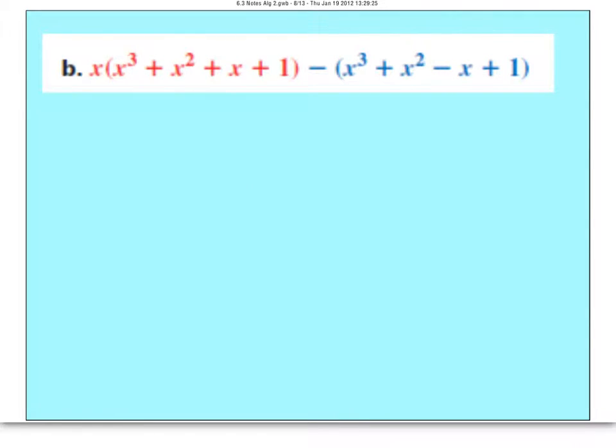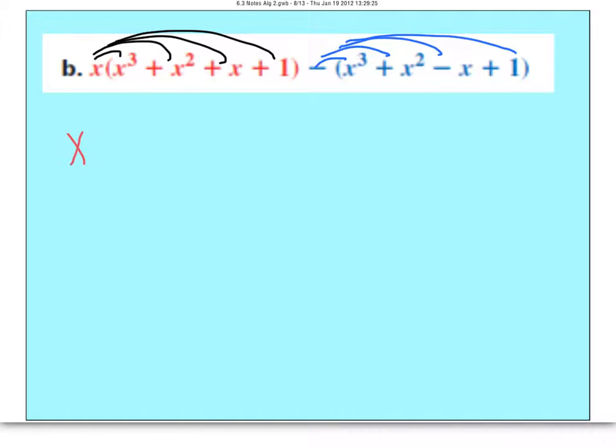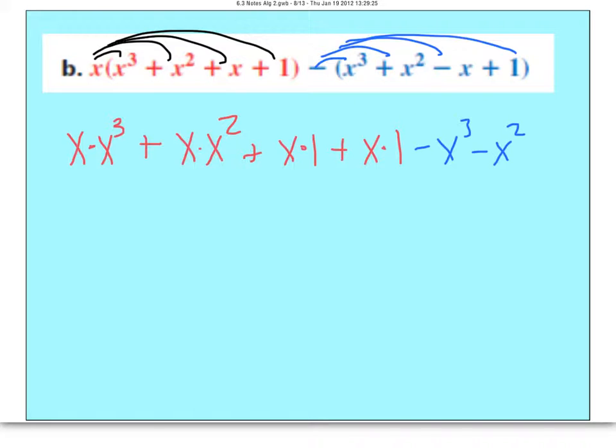Here's a slightly higher level example. They want us to multiply an x through to here, here, here, and here. But then don't forget we have to multiply this negative sign through all of this. Now, when we multiply the x, we're going to have x times x cubed, and I'm just going to write this right now. Plus, we're going to have x times x squared. Plus, we have x times x. Plus, we have x times 1. Then I'll multiply through the negative sign, negative x cubed, negative x squared, plus x, and minus 1.